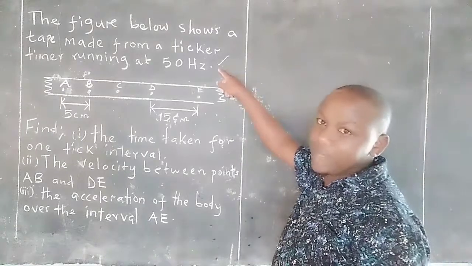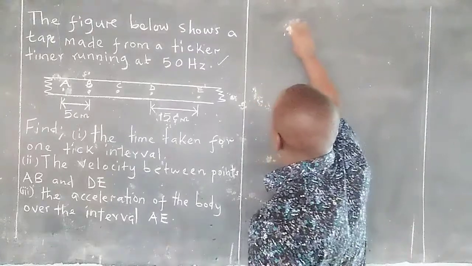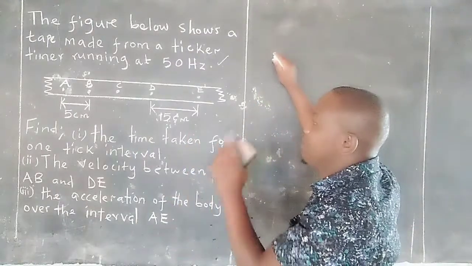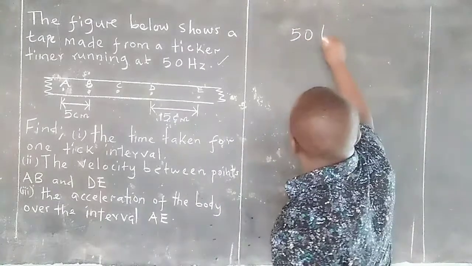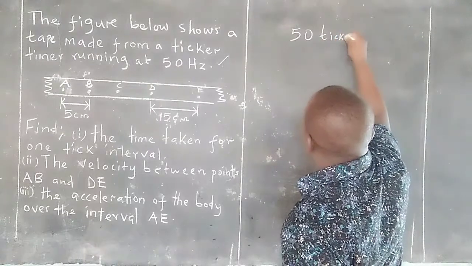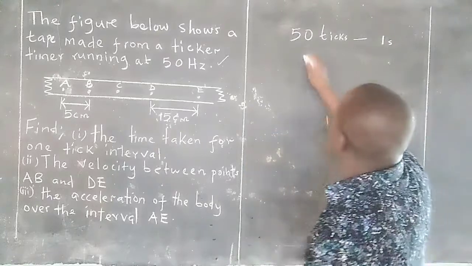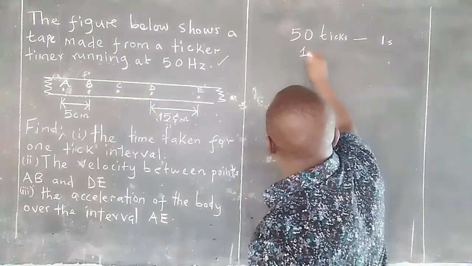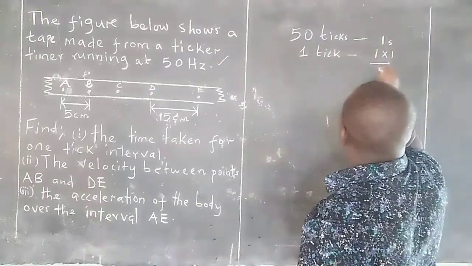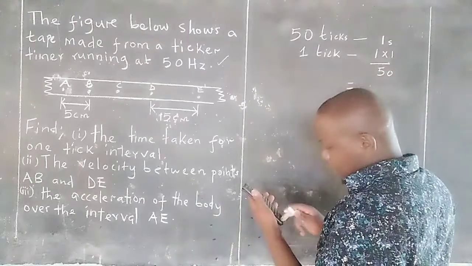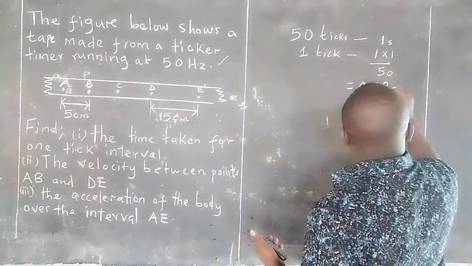When we are given frequency, it means frequency is the number of ticks made in 1 second. Therefore, we have 50 ticks or tick intervals in 1 second, which means we can get 1 tick. The time for 1 tick will be 1 out of 50. So the reciprocal of 50 will give us 0.02 seconds.